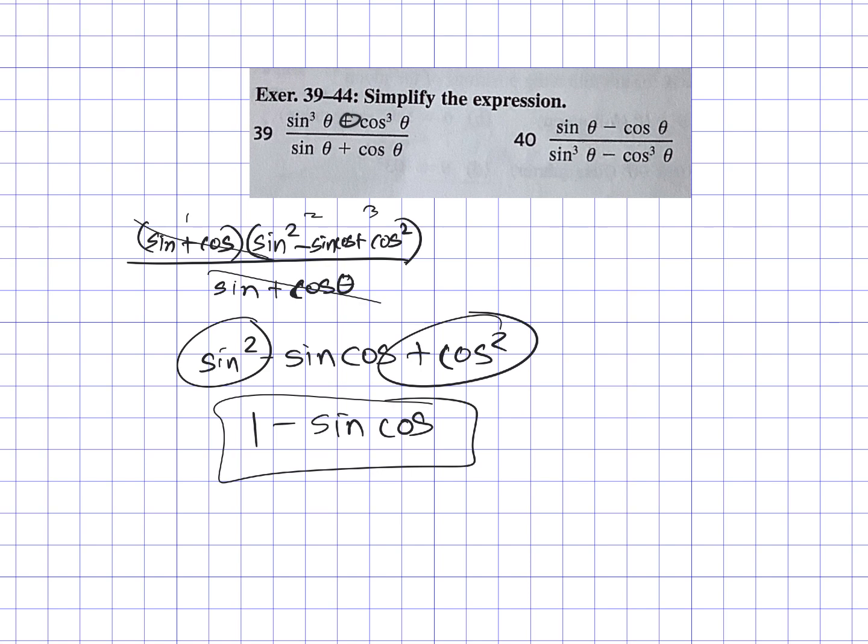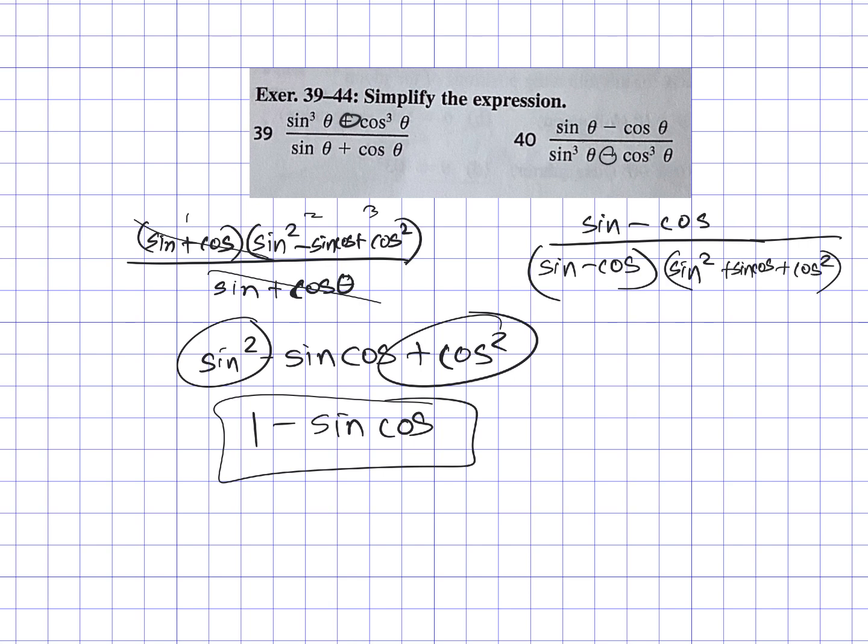Look at number 40. You have the difference of cubes on the bottom. So again, on top, sine minus cosine. On the bottom would be sine minus cosine. The cube root of both of those with the minus sign. Since the minus sign's there, it's first, and the rest is pluses. So square the first, square the second, and multiply the two together. You got to remember it.